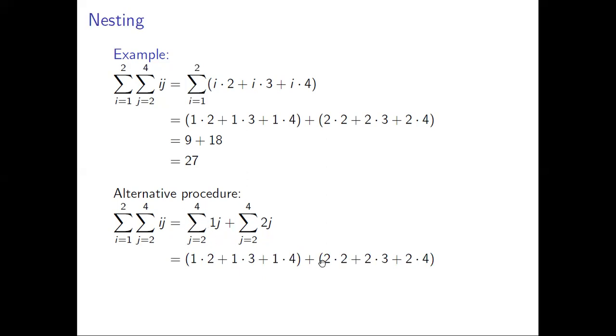And then we have to do this other sum. So we start again from j equals 2. But now i is 2, so it's 2 times j. So it's 2 times 2 plus 2 times 3 plus 2 times 4. And that is again 27.